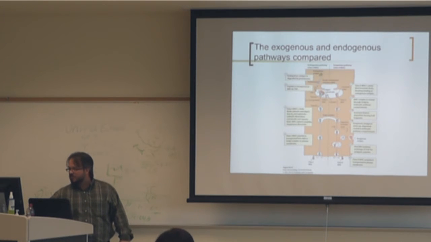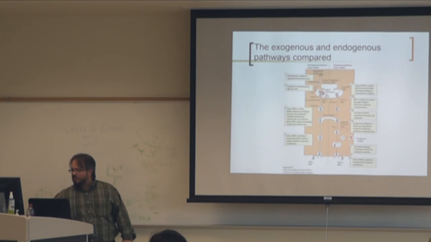So here's just the comparison of the two. The endogenous pathway associates with ERp57 and calreticulin. This whole complex and TAP is involved with the proteasome, and then you get editing of peptides, and once a peptide binds, it's going to disassociate from that whole complex and then traffic to the cell surface.